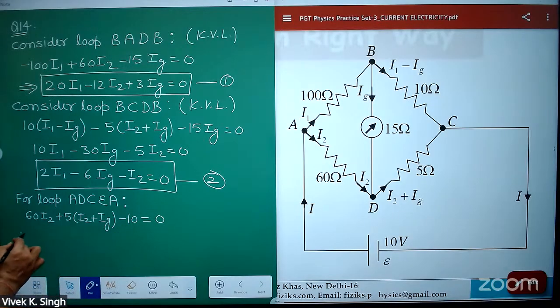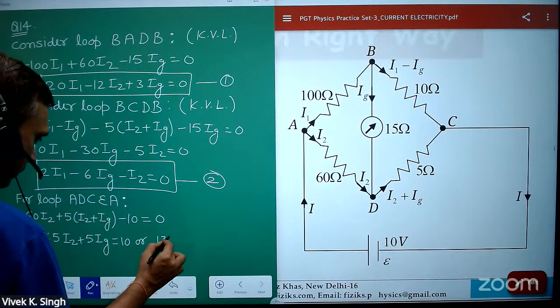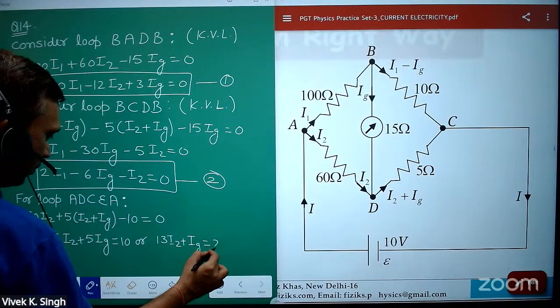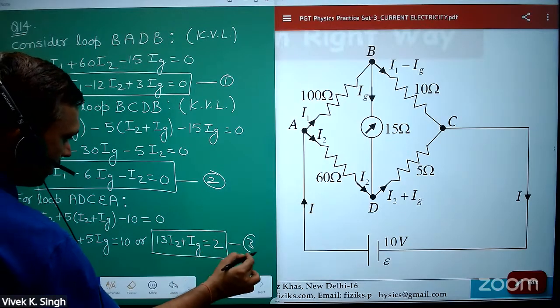Minus 10 is equal to 0. So this will give you 65 I2 plus 5 IG, and that should be equal to 10, or divided by 5, so this is 13 I2 plus IG is equal to 2. This is equation 3.